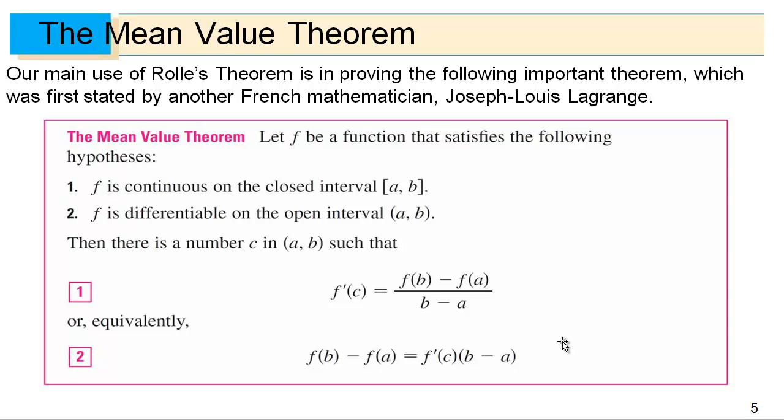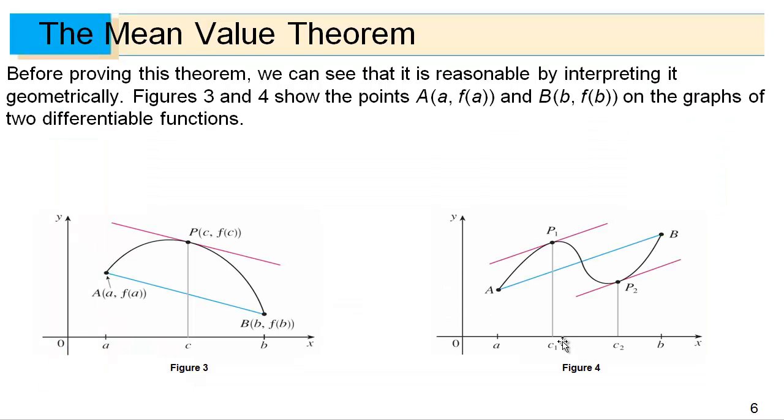On the right-hand side we just have the slope of the secant line, the line that connects the points a and b. That's it. So a and f of a, and b and f of b. So this just says that the slope of the tangent line must equal the slope of the secant line, which is a pretty powerful thing. If you look at some pictures, you can see how it's kind of obvious, kind of intuitive.